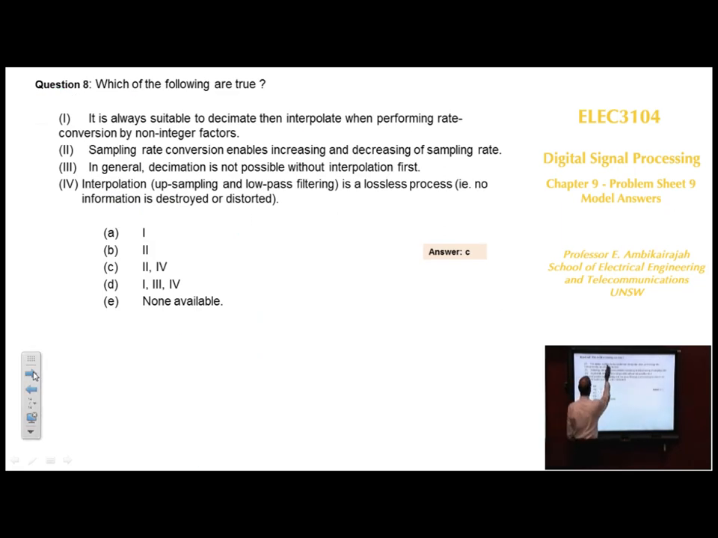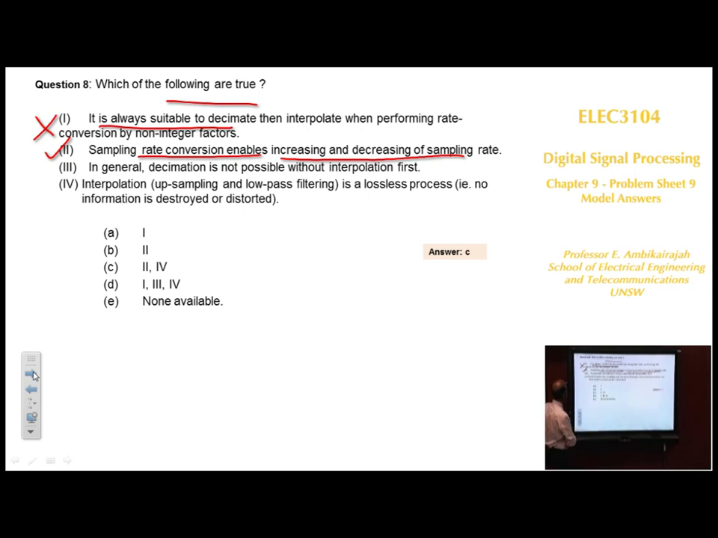Next question, which of the following are true? It is always suitable to decimate then interpolate when performing a non-integer rate conversion. Is that correct? That's not true. It's not always suitable to decimate. You can't say. There are cases where you've got to do interpolation first and then decimation. So this is not always the case. That's not correct. The second one would be sampling rate conversion enables increasing or decreasing sampling rate. That's the idea behind it, so that is correct.